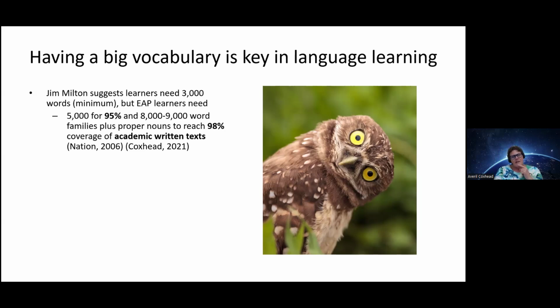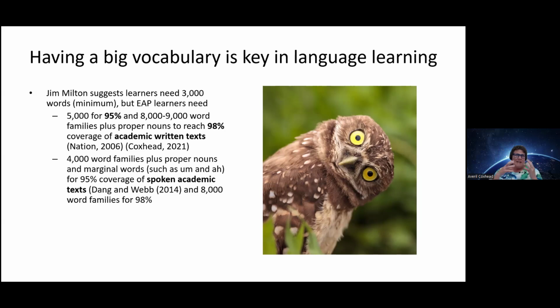Now, the next bit of information, which I think is really important, is when we think about spoken academic texts, what do we find? It might be a surprise, but actually for 95%, you need about 4,000 word families. This includes proper nouns and marginal words like and are, for example. So 95% coverage is at 4,000 and 8,000 for 98%. So again, 98% is you're doing pretty well. You'll probably be able to understand the text from a vocabulary perspective. And then 95% is you probably need a bit of help, but that's pretty good.